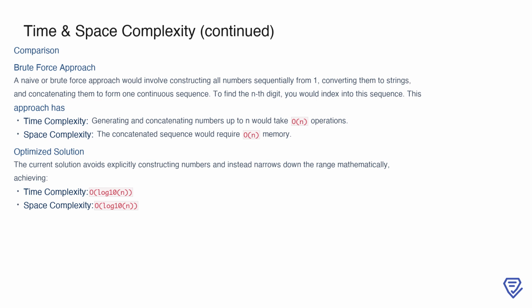In contrast, the optimized solution avoids explicitly constructing the sequence of numbers. By narrowing down the range mathematically and directly calculating the target digit, it achieves a time complexity of O(log10 n) and a space complexity of O(log10 n). This mathematical efficiency makes the optimized solution far superior to the brute force approach, especially for large inputs.